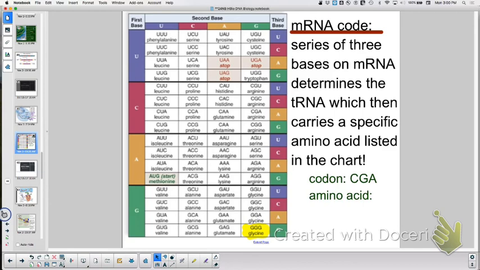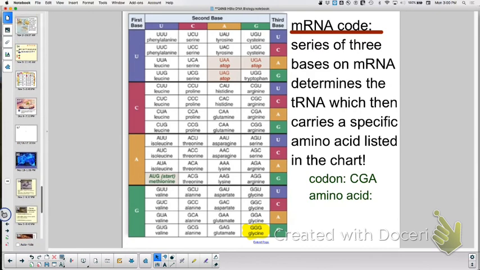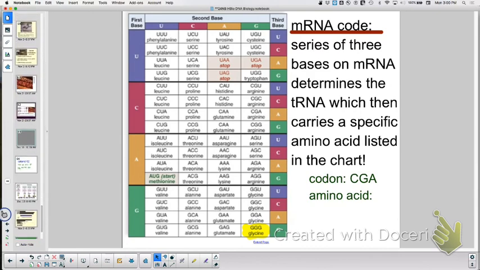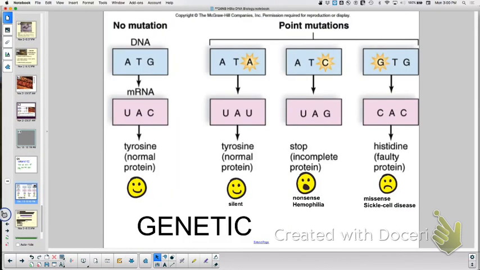Okay? Yes? Could silent mutations eventually lead to a problem, like at first it's not a problem and then another mutation happens? It may be a problem. When we looked at silent mutations, the regular DNA was supposed to read ATG, the mRNA is UAC. If you look up the amino acid, it codes for tyrosine. That's normal. Here, ATA still leads to tyrosine. So that's a silent mutation. It could maybe never cause you any problem your whole life.